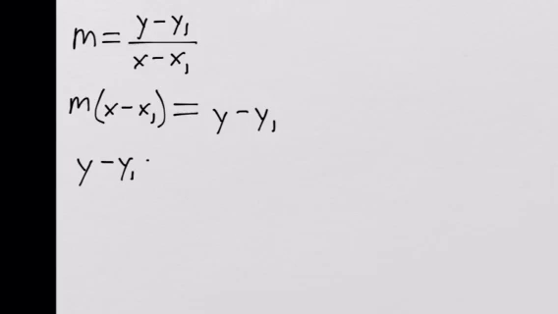We're going to go ahead and multiply both sides of the equation by x minus x1. So we end up getting m times x minus x1. And then if I multiply the right-hand side by x minus x1, the denominator just goes away, and I get y minus y1. And usually we're going to write that with stuff on the opposite side of the equal sign we have here. So it's going to be y minus y1 equals m times x minus x1.